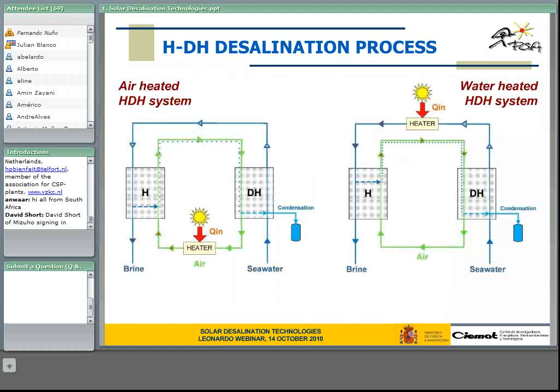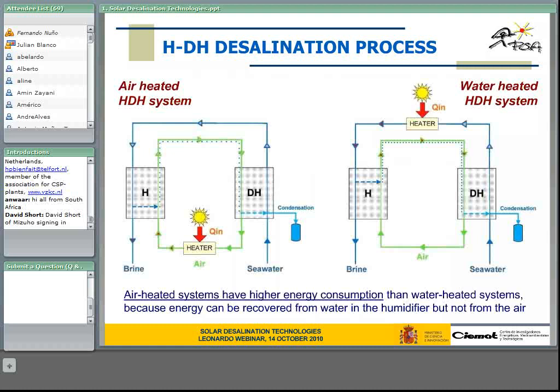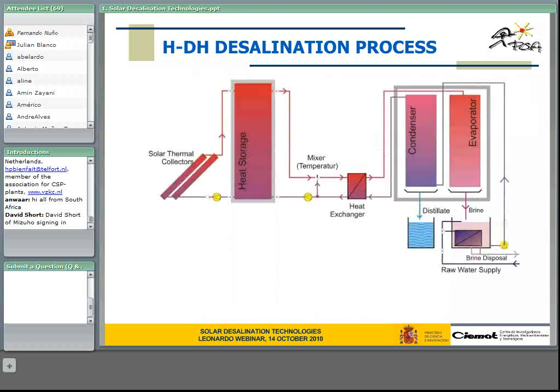The main difference is that the air heating systems typically have higher energy consumption, because this thermal energy can be more easily recovered from the water than from the air. When we introduce solar energy, the typical configuration is the one that you can see here. We have a thermal collector field, and we used to have some thermal storage, heat storage, just to feed the humidification system, which basically consists of two units, the condenser and the evaporator.